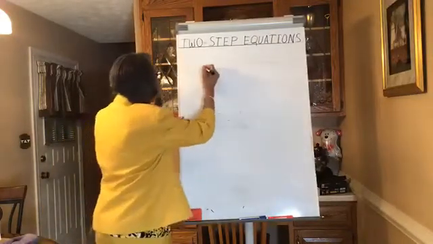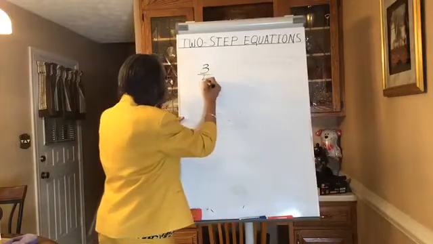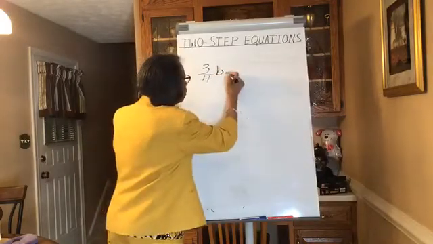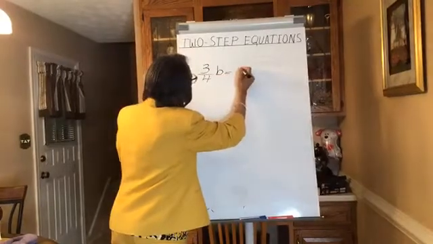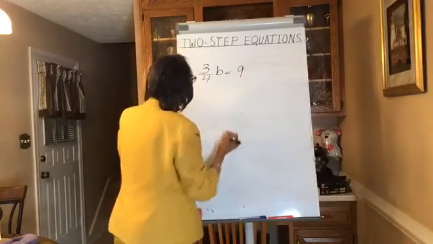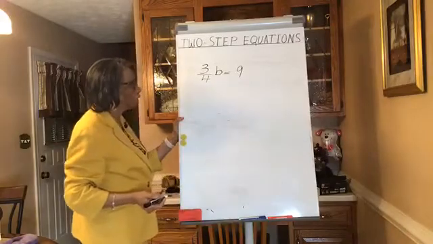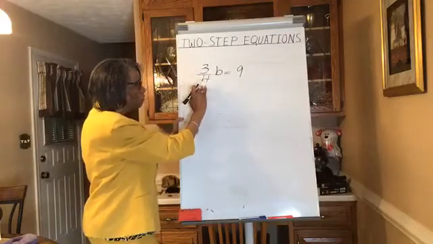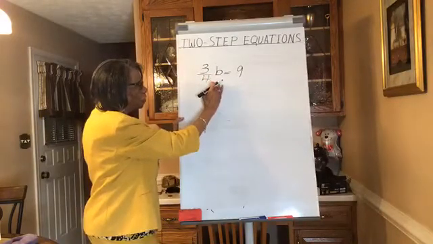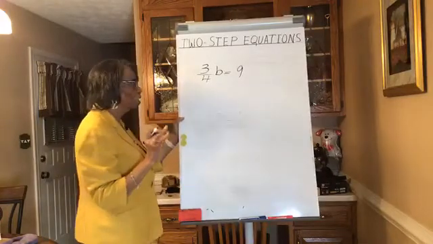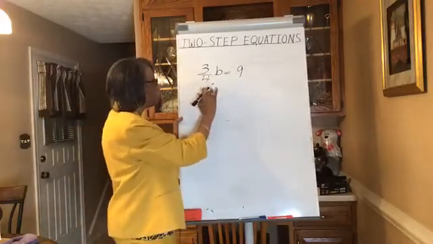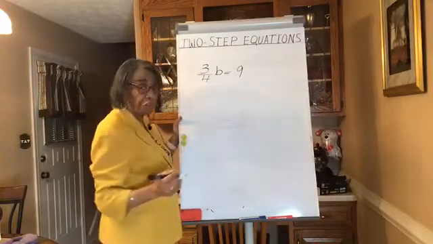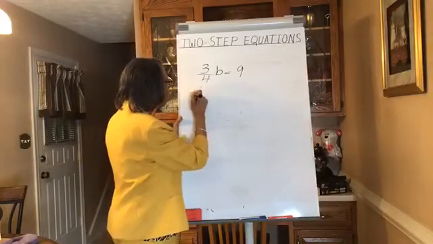All right, 3/4 b equals 9. Okay. All right, this is a fraction. The variable is being multiplied by a fraction. And what I taught you to do, and there's something else we can do as well, I'm going to show you a little later, was to multiply by the reciprocal. The reciprocal of 3/4 is 4/3. Remember that?